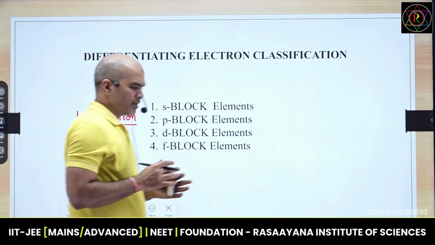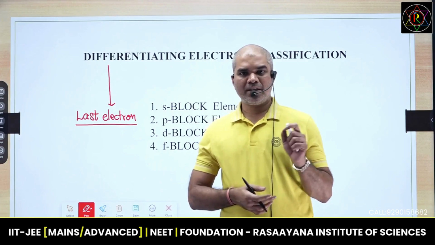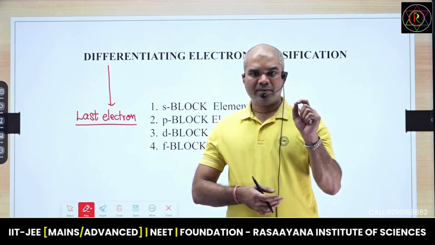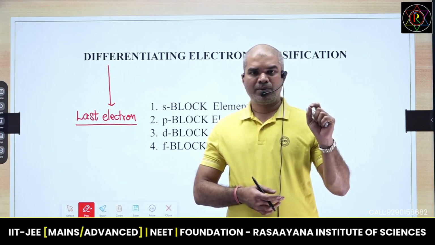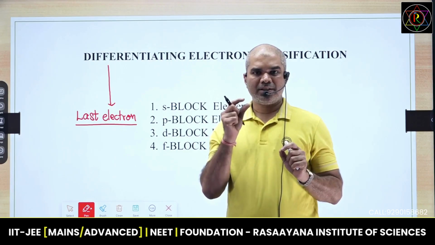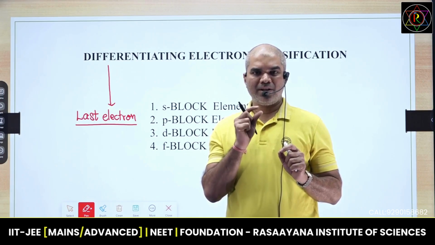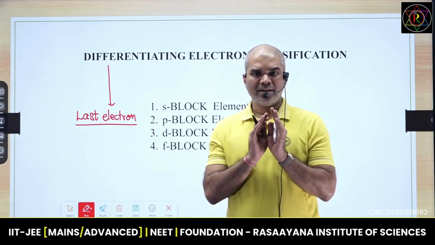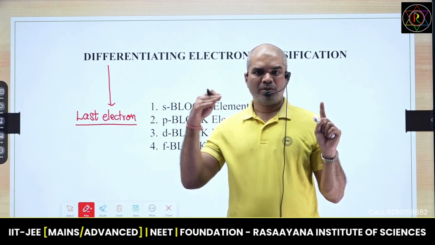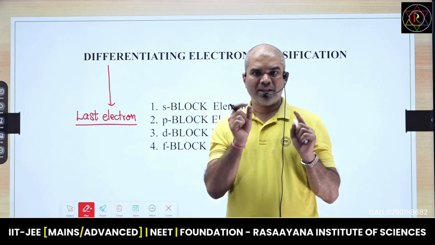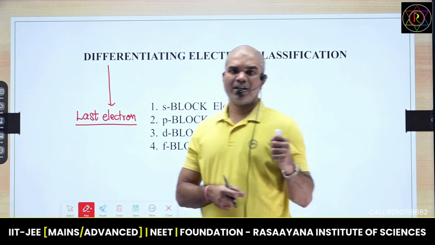If I take, say, sodium, 1s2, 2s2, 2p6, 3s1. So 3s1, that is the last electron. Where is the last electron entering? It is entering into the third shell and s subshell, s orbital, 3s. Since it is entering into s orbital, forget about 1s2, 2s2, 2p6. Where is the last electron entering? Based on that, this classification has been given.